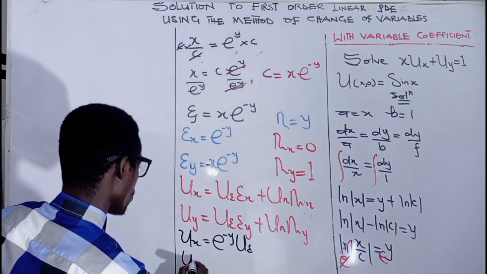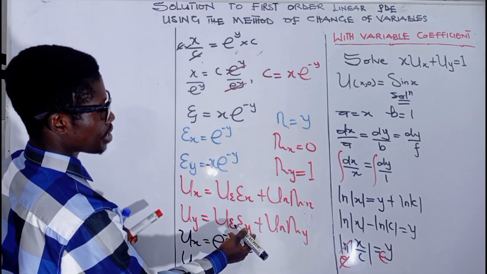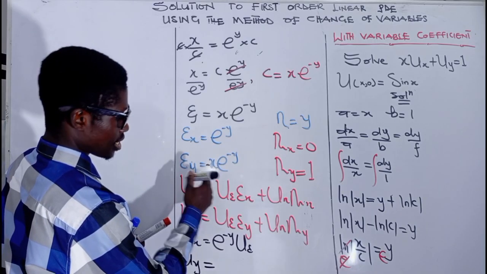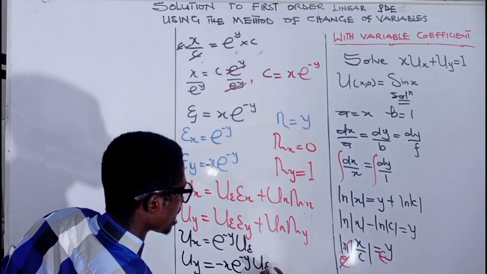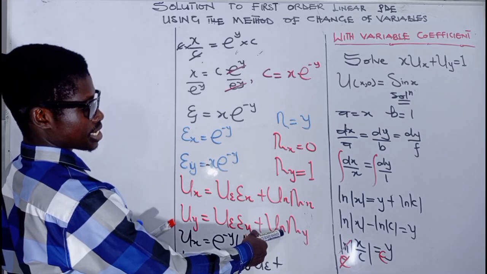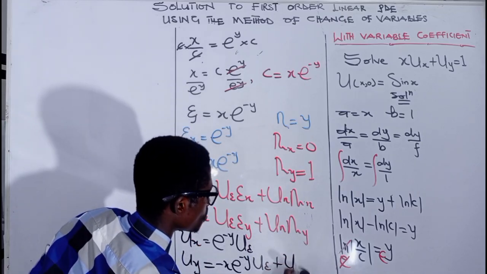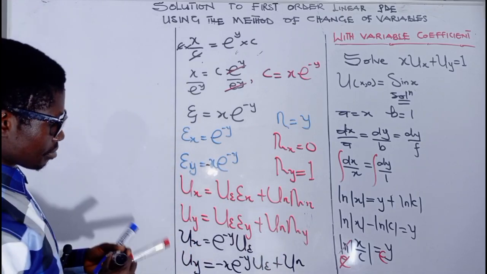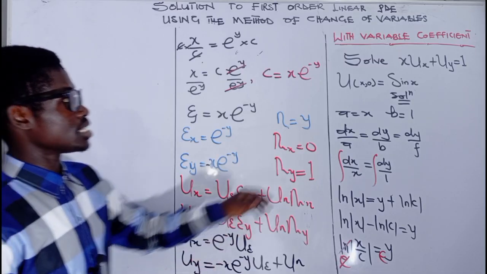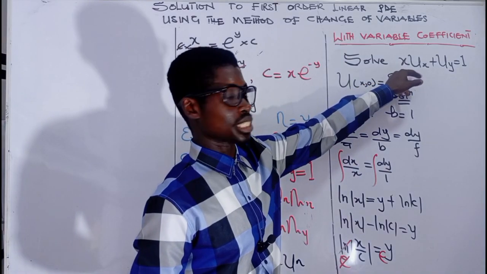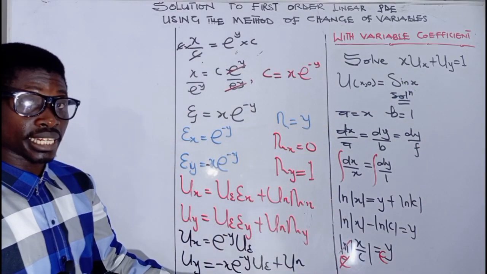Then we look for uy. So uy, we have u xi xi y. This is xi y. So we are going to have negative x e exponent negative y u xi, then plus u eta eta y. This is eta y, 1 times u eta, we have u eta. Very easy. So once we have this, we are going to substitute ux and uy into the equation that was given. Wherever we see ux, we plug in this, uy we plug in that.